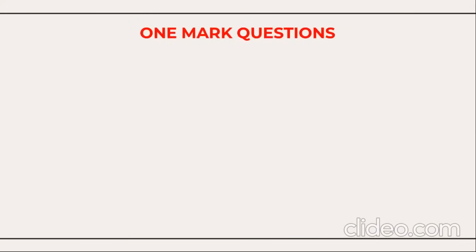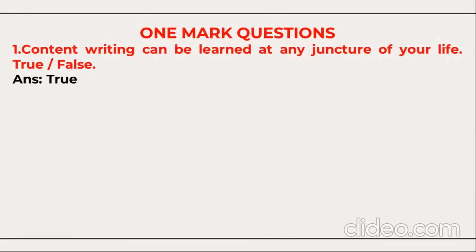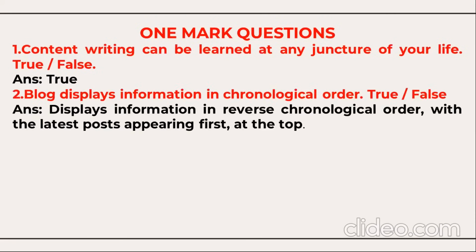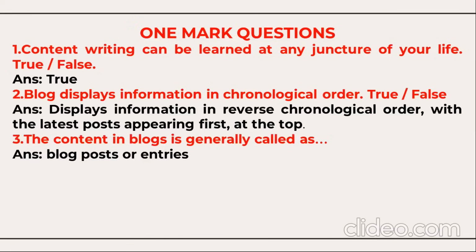So now these were the 2 marks questions. Now we are going to have a discussion of 1 mark questions very rapidly. Content writing can be learned at any juncture of a life. Yes, it's a true statement. Number two, blog displays information in chronological order. So now I would like to modify this statement here. Blog displays the information in the reverse chronological order. Means to say the latest post will appear first at the top, then the following the old post. The content in blog is generally called as blog post or entries.